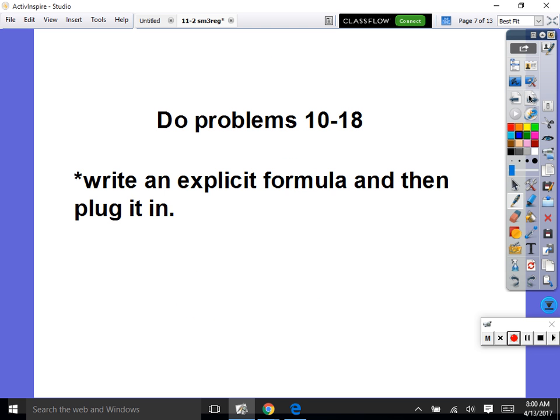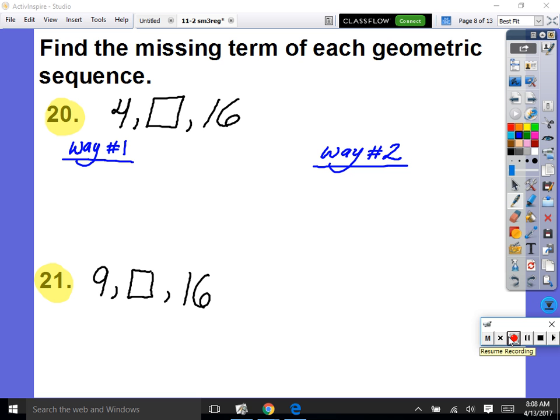Okay. Awesome. So ready, set, go. So we're trying to find a missing term. There's 2 ways to do this. So the first way is to say, okay, because we don't, like 4 times something equals 16.